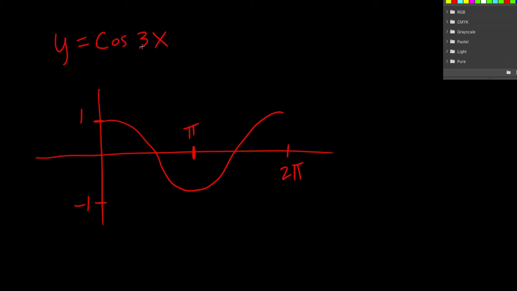And in your book, they say 2 pi over b equals the new period. And so we're just going to take 2 pi, which is the original period, and divide it by b, or in this case, 3. So it's going to be 2 pi thirds is the period. Now, we need to know where 2 pi thirds is.